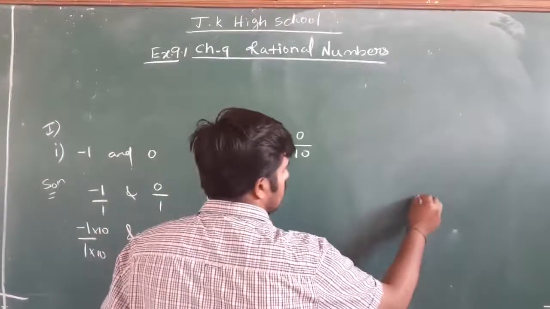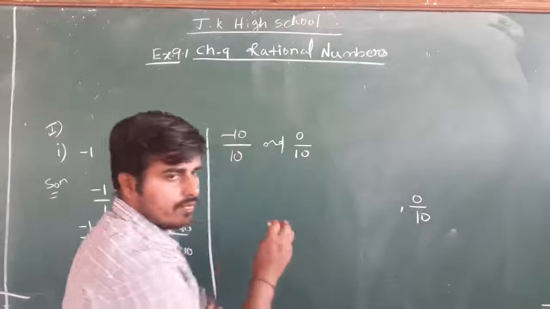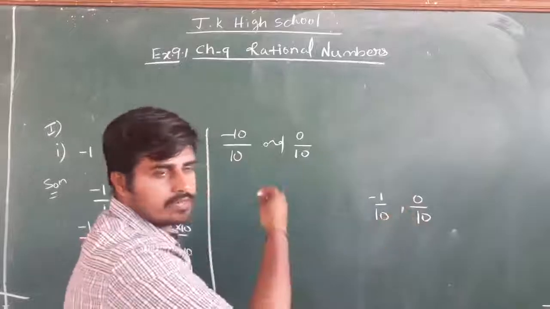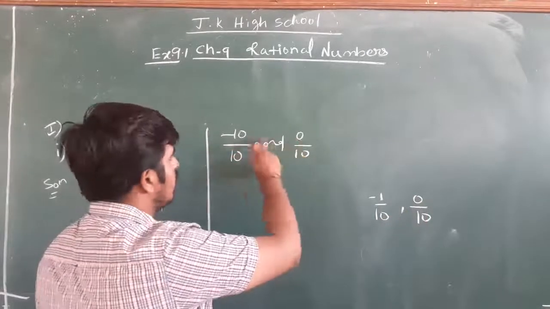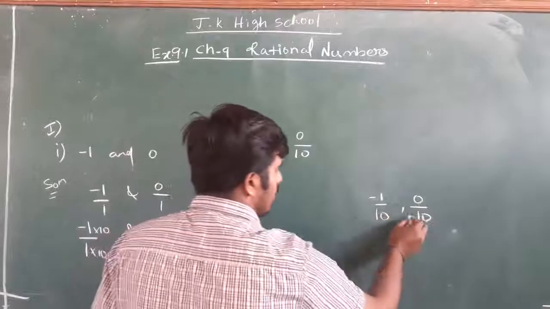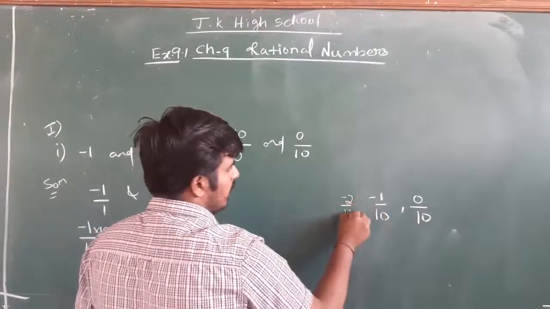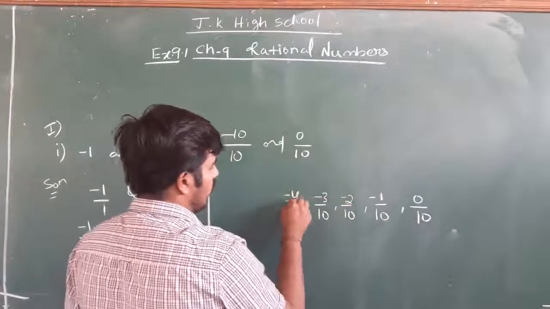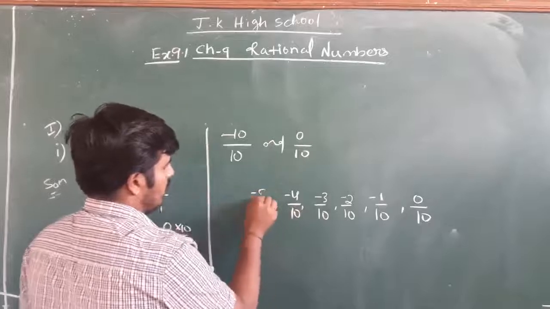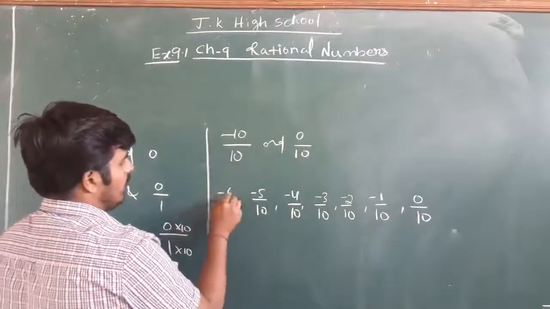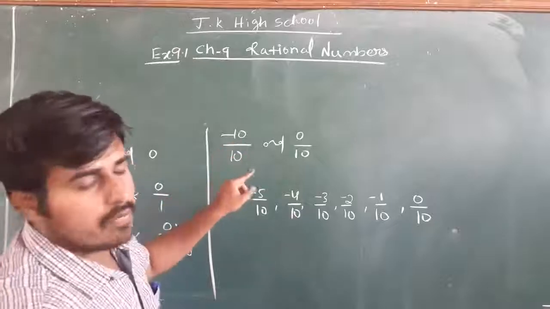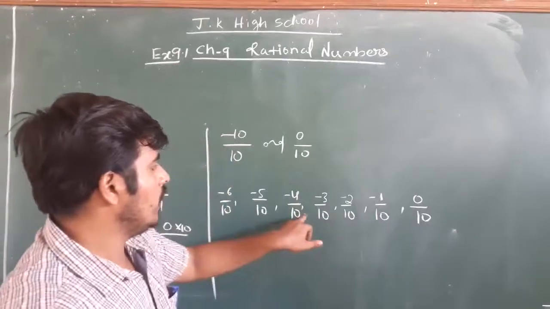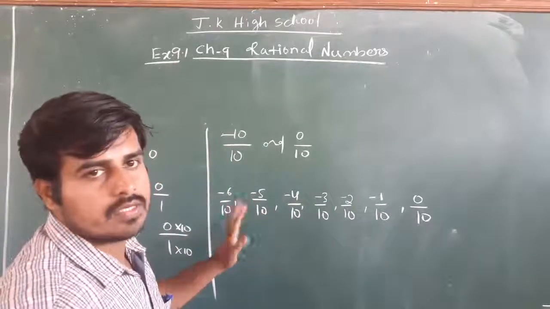Look here. 0 by 10. Just imagine the number line; I am going left towards minus 10. 0 by 10, minus 1 by 10, minus 2 by 10, minus 3 by 10, minus 4 by 10, minus 5 by 10, minus 6 by 10. You can go up to minus 10 by 10, but I want only 5 rational numbers. I already wrote 6, so this much is enough.